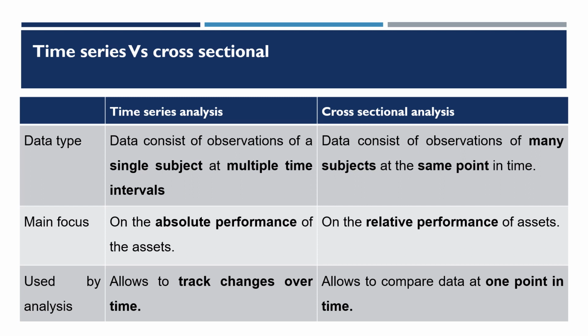The main focus of the time series analysis is on the absolute performance of the asset. And in the cross-sectional analysis, the focus is on the relative performance of the asset over the same time period. So analysts use this time series data to track the changes over time, whereas they use this cross-sectional data to compare different companies at one point in time.